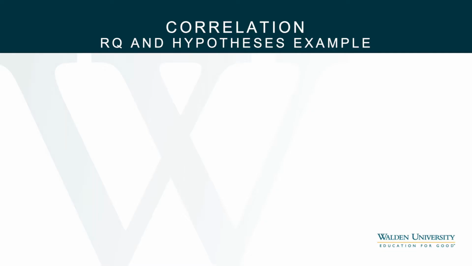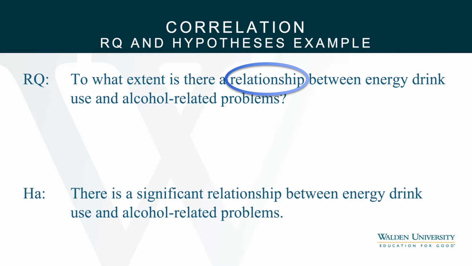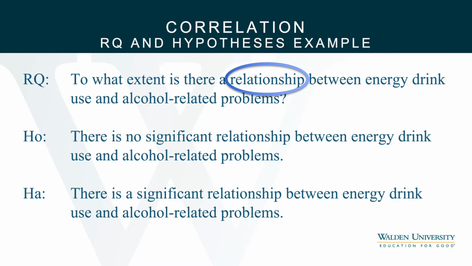Let's look at an example for a correlational research question. I have an example here on the screen where my one variable is energy drink use and my other variable is alcohol-related problems. And I'm focusing on the word relationship. The alternative hypothesis will state what I'm expecting. I'm expecting that there will be a significant relationship between these two variables, and my null hypothesis will deny this relationship.